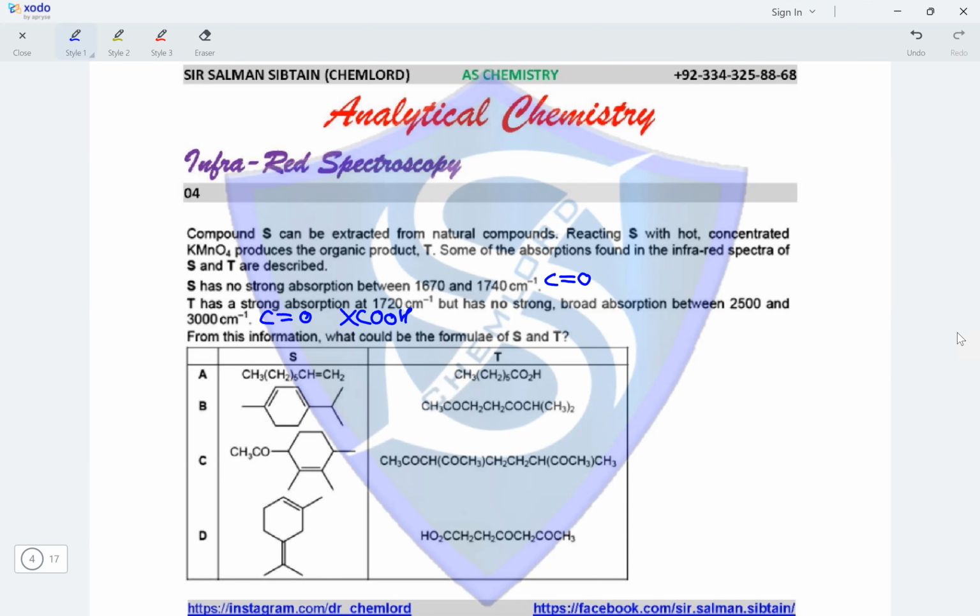So S has no strong absorption between 1670 and 1740. Option A has a compound with a double bond present in it and it does not have any C=O double bond, so it could be option A with respect to S. It could be option B with respect to S. It cannot be option C with respect to S because C has got the C=O group present. It can be option D with respect to S. So T will decide which option is correct.